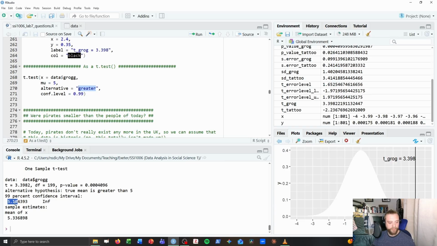So the lowest it could be is still above 5, and we're not testing the other side, so we're getting a figure of infinity. Right? It's not likely to be infinity, but we're only interested in the likelihood of it being lower than a given figure.